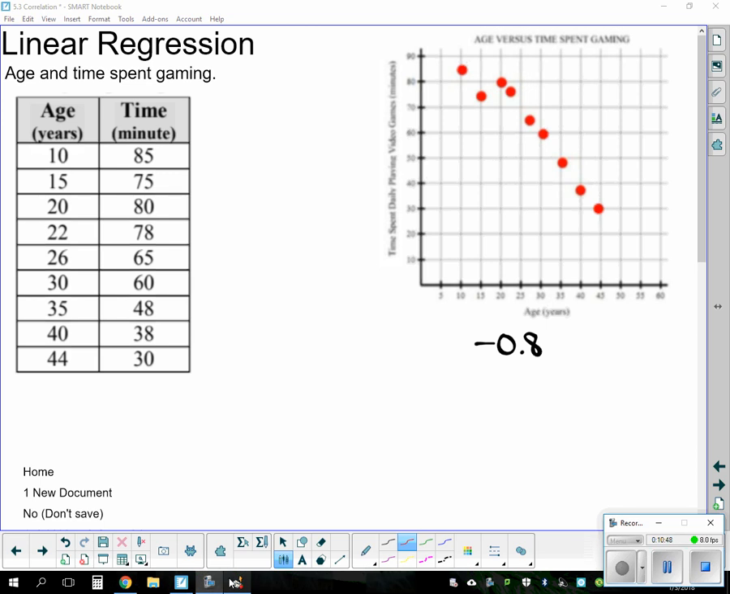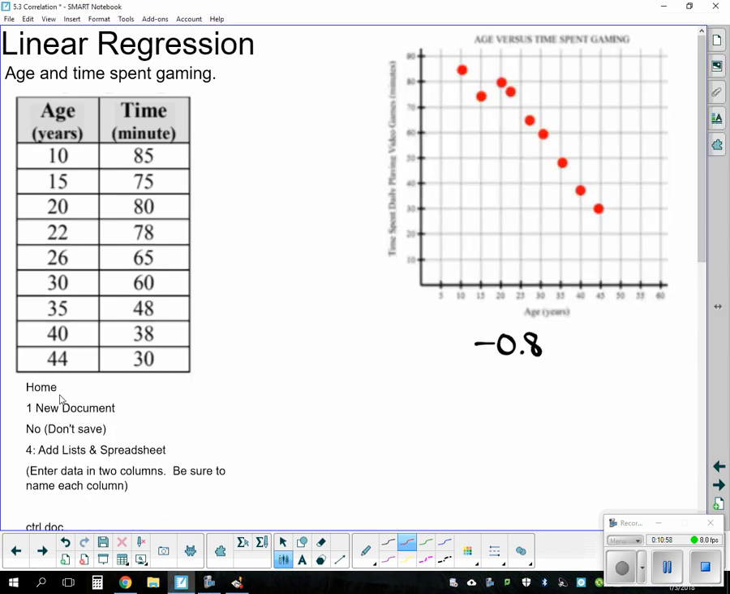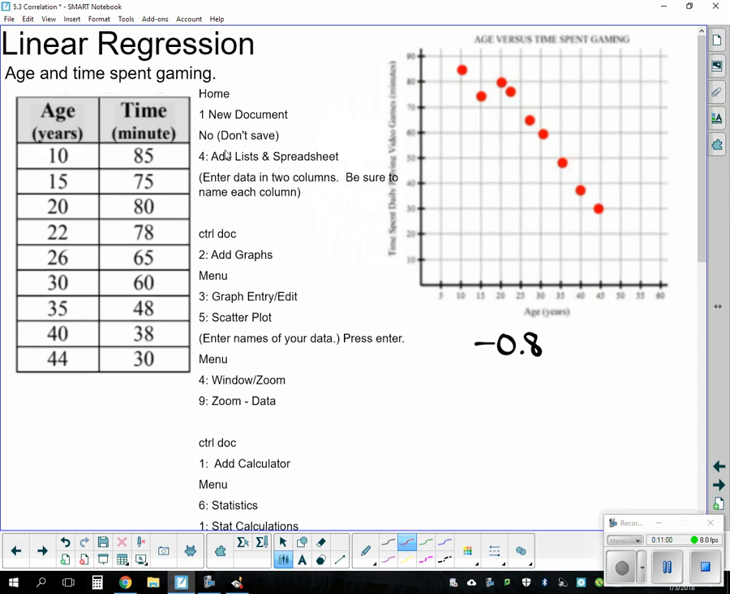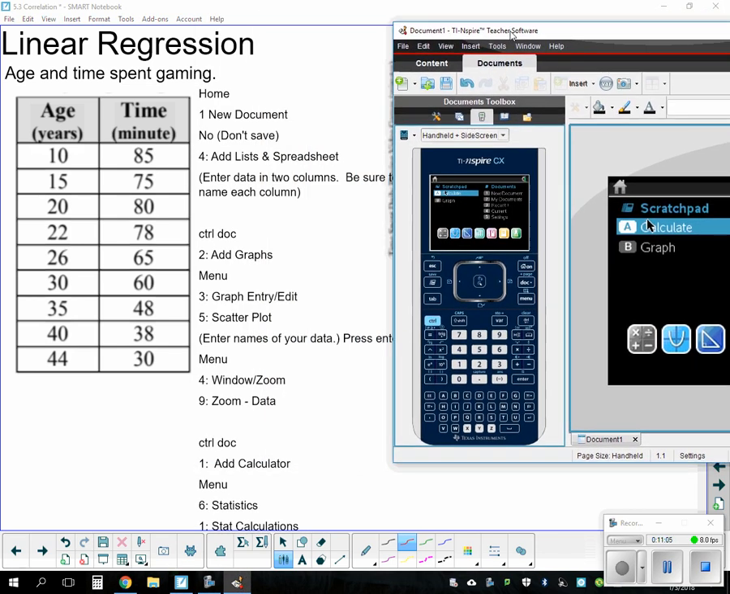Okay, so in your calculator, you want to go to your home screen, go to new document. There's my steps right here. Move that a little bit. Home screen, new document.